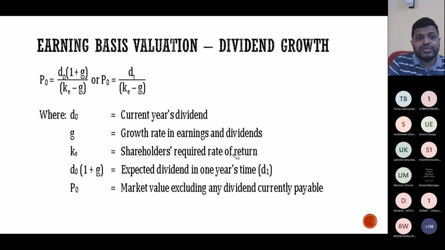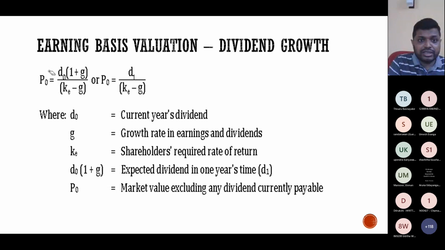Profit after tax has to be considered when determining earning based valuation. This is the dividend growth model. Can you remember P0, the price today, the market value excluding any dividend currently payable, the ex-dividend price? P0 equals D0 times (1 plus g). D0 means the current year's dividend we have already received. What is the expectation of dividend growth? Then divide by (Ke minus g), cost of equity minus growth rate, and you can easily calculate the market price of a share.